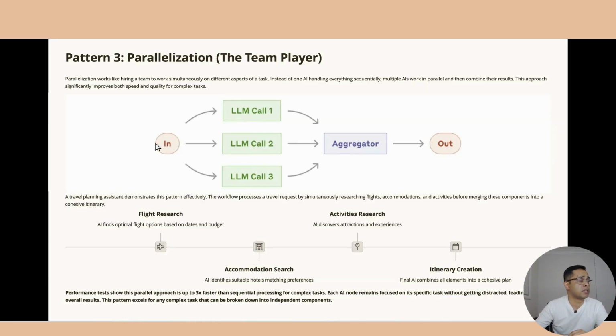So where users say, I need to plan a trip from Sydney to Melbourne. Then you will have different LLMs doing different things. Like one will look for flights, one will look for the activities, and one will look for the accommodation. And then this will all combine together and provide a single output. So let's jump into n8n to see how that works in real life.